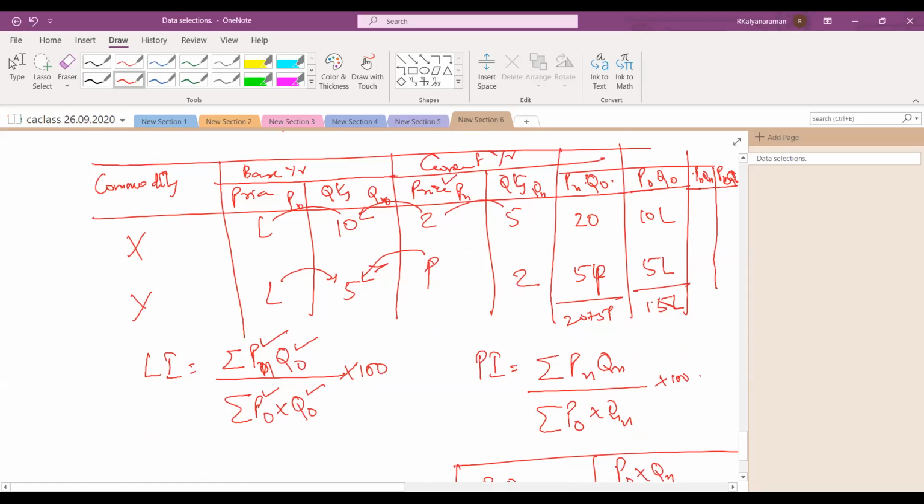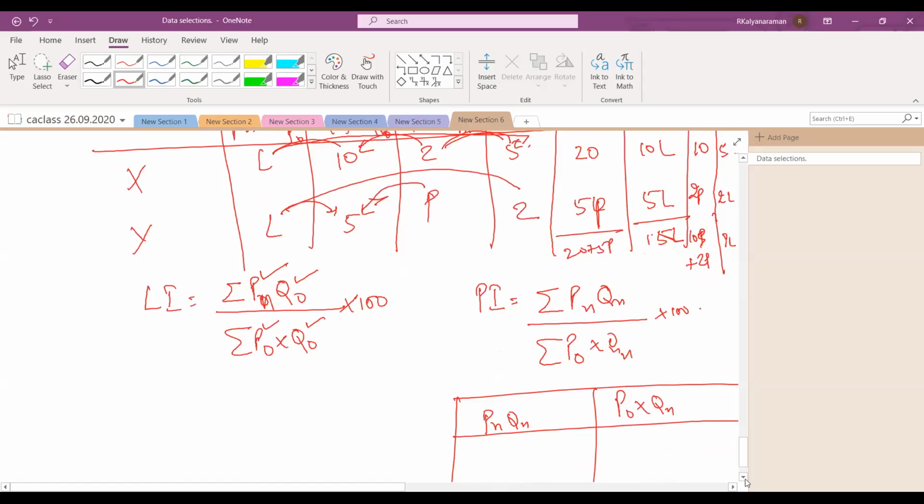So P1Q1 is price in the current year into quantity in the current year. So 10. Here we have a 2P. P0Q1, that is quantity in the current year, price in the base year. Quantity in the current year, so 5L. And quantity in the current year, so 2L. So this is 10 plus 2P. And then you have a 7L.